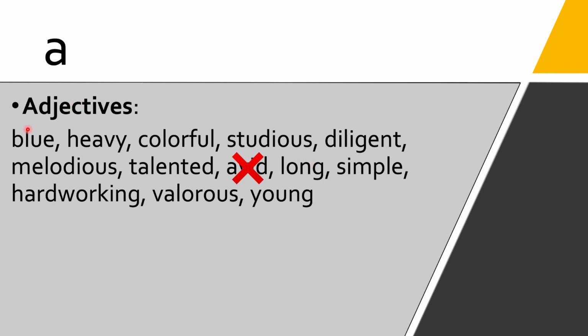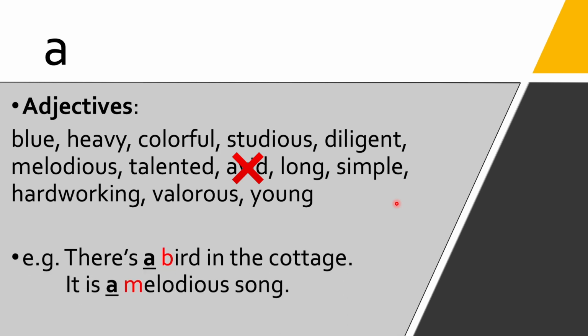Sample adjectives we do have here. So blue, heavy, colorful, studious, diligent, melodious, talented, long, simple, hardworking, valorous, young, and other adjectives that begin with consonant letters. So let's take a look at the sample sentences. There's a bird in the cottage. So we use the article a because we have here a noun beginning with a consonant letter B, bird. Okay? So don't forget the rule, guys.